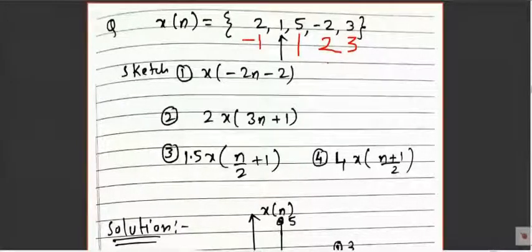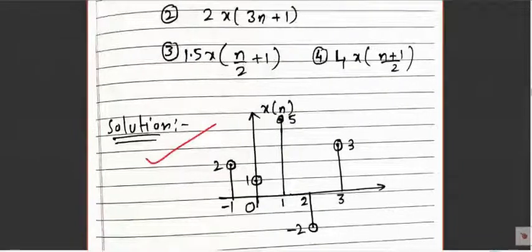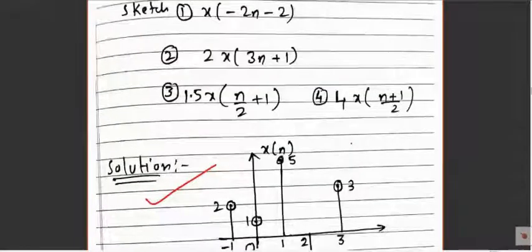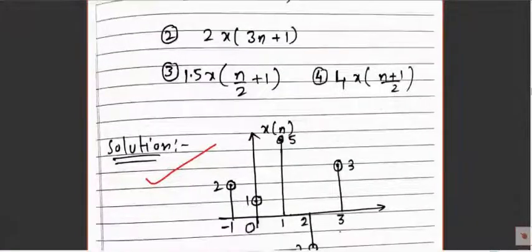Simple. Okay, so I will just sketch x of n. This is the sketch of x of n. In the question the amplitudes were 2 1 5 minus 2 3. So this is a sketch of x of n.